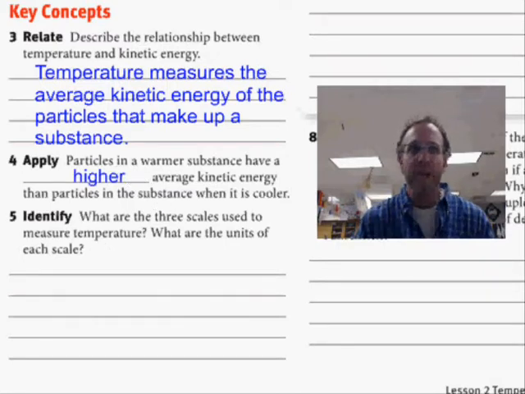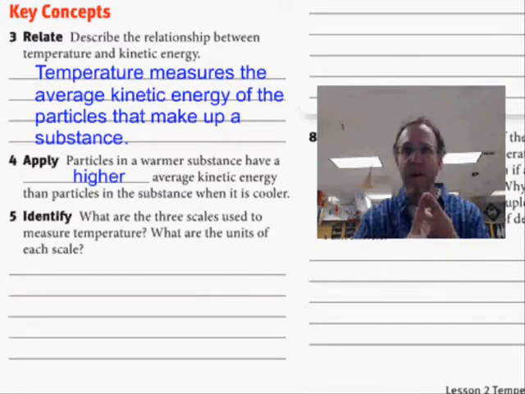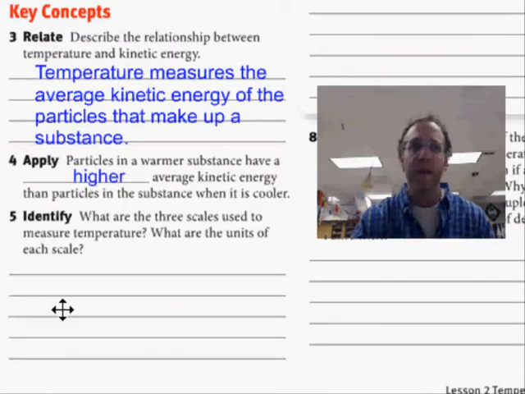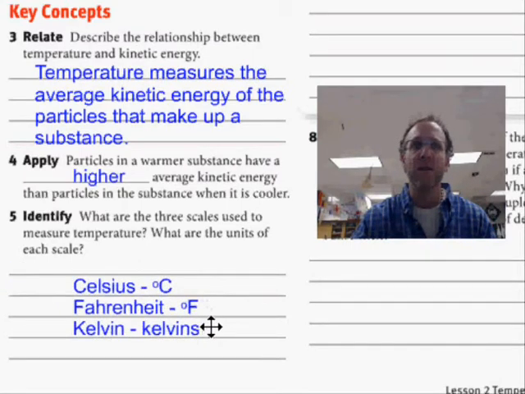The 5th question asks us to identify what are the 3 scales used to measure temperature and what are the units of each scale. Remember, this is a 2-part question. I hope you got both parts. Let's deal with the first part. What are the 3 scales used to measure temperature? Well, we have Fahrenheit, Celsius, and Kelvin. The second part of the question asks us to look at the units of each scale.